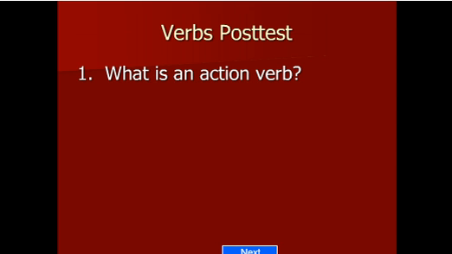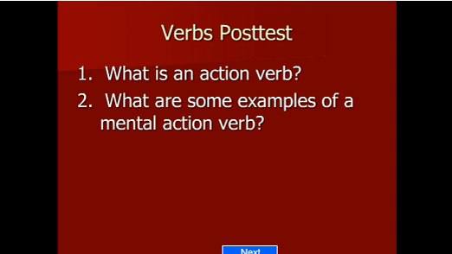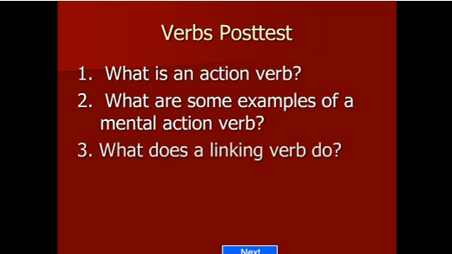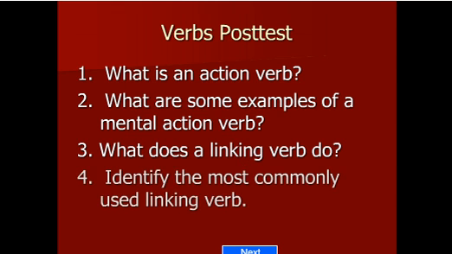Okay, now they're asking us the questions again. What is an action verb? Can you tell us? It's a word in the sentence that's necessary to show what's happening, what action is taken, either physical or mental. What are some examples of a mental action? Remember, expect. Okay. What does a linking verb do? It does just what it says. It links other words in the sentence. It links the subject to an adjective. The most commonly used linking verb, do you remember? To be.